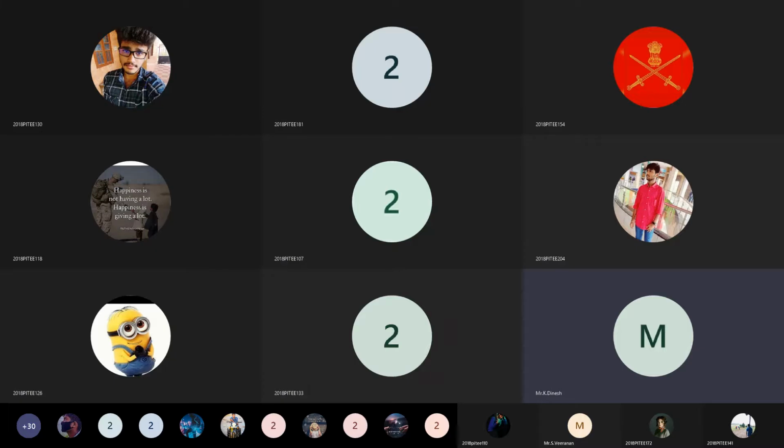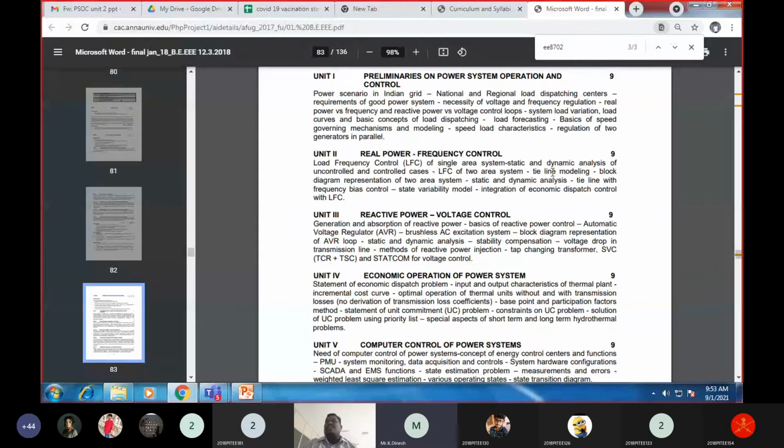LFC of single area system, static and dynamic analysis of uncontrolled and controlled cases. So the two cases we are going to deal with are the load frequency control of a single area system, both the controlled case as well as the uncontrolled case. Once the single area is done, we are going to deal with LFC of two area system.